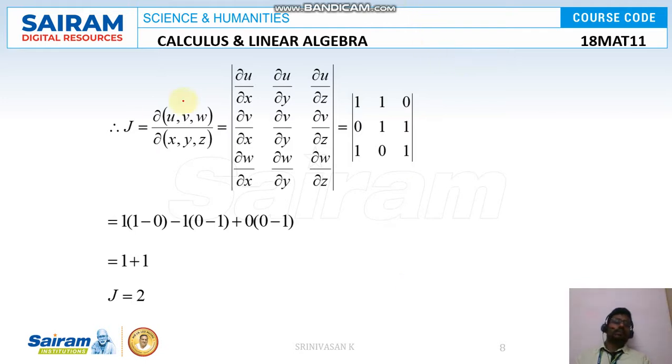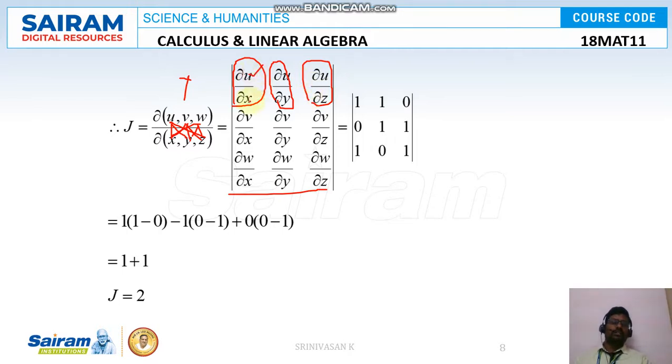Clear? So this is the formula. The formula is an important one. The formula is: ∂u/∂x, ∂u/∂y, ∂u/∂z, that is the first row. ∂v/∂x, ∂v/∂y, ∂v/∂z, that is the second row. ∂w/∂x, ∂w/∂y, ∂w/∂z, that is the third row. So our aim is to find each and every value. This value, this value, this value. Just the partial differentiation of the given function.